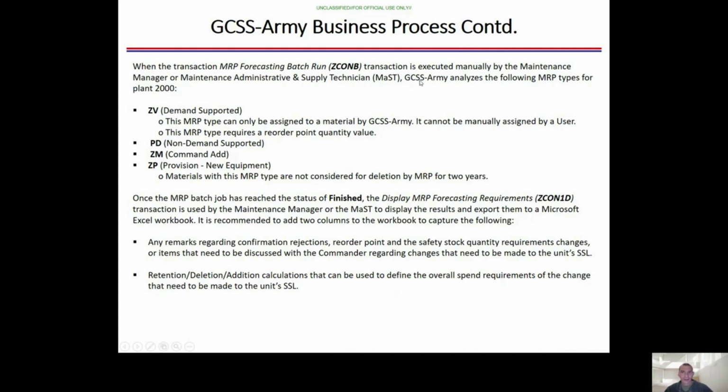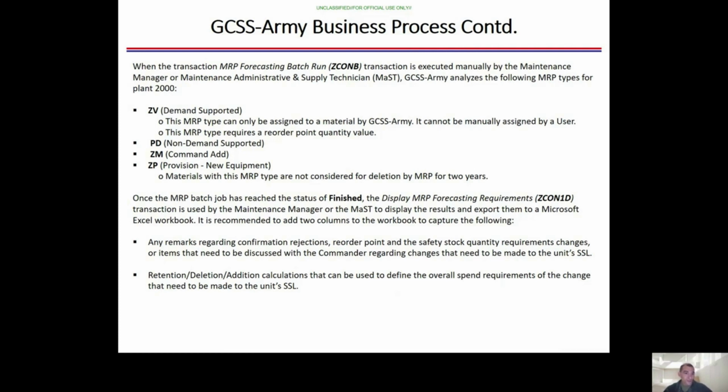So GCS Army analysis, the following MRP types in Plan 2000, okay? So you have basically 4 different types. You got ZV, PD, ZM, and ZP. If you haven't had a chance to check out my video on an explanation of all 4 of the MRP types, go ahead and do so, okay? It's in the Shop Stock video series.